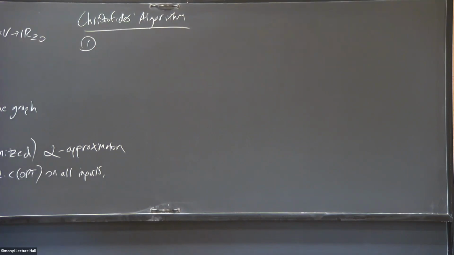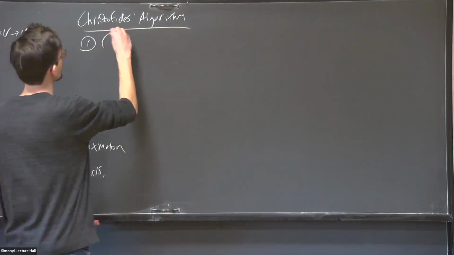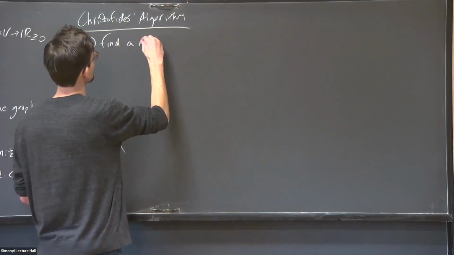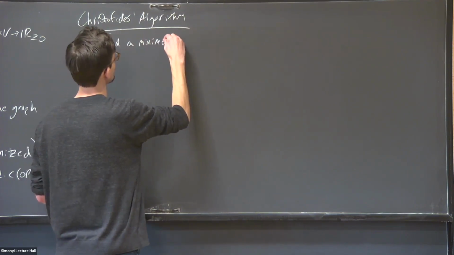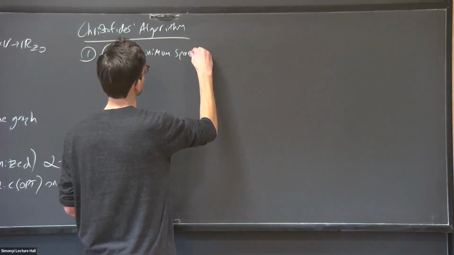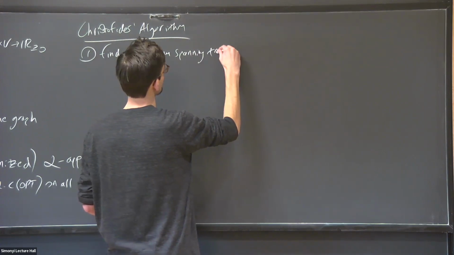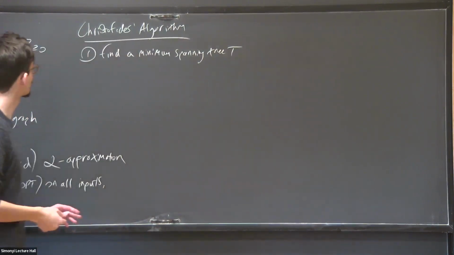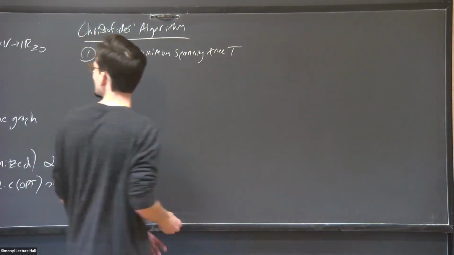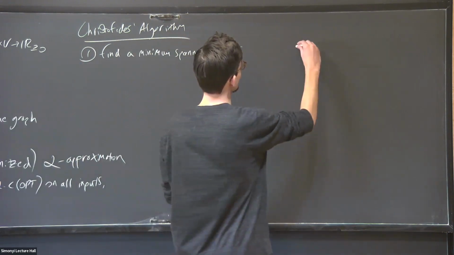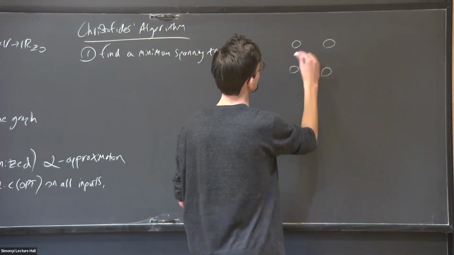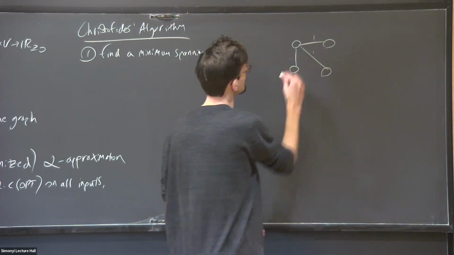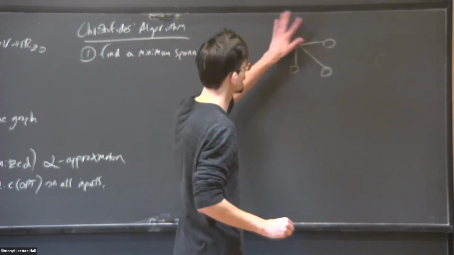All right, so the first thing I'm going to do is find a minimum spanning tree of the graph. So let me use this graph as an example. Here's one of the minimum spanning trees. That's cost 3.